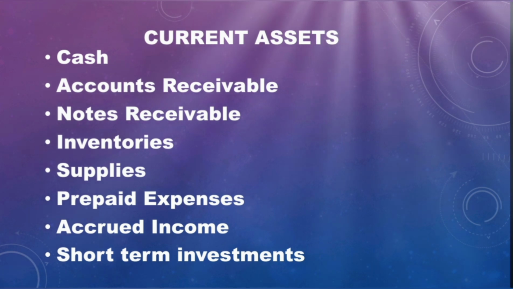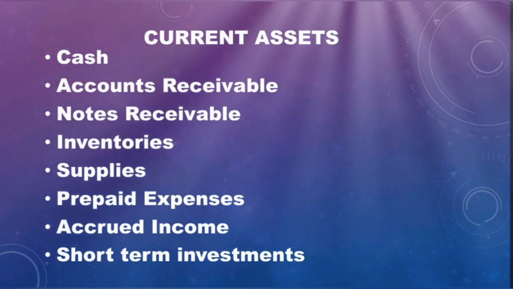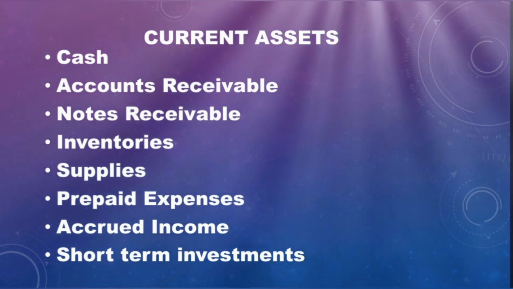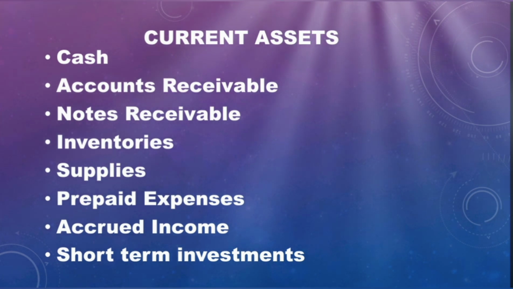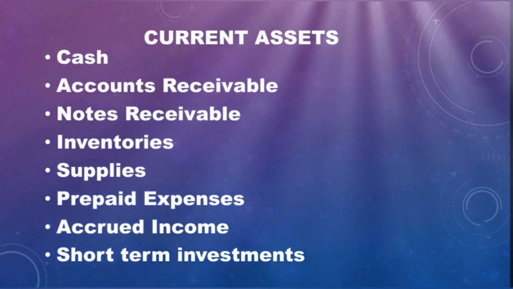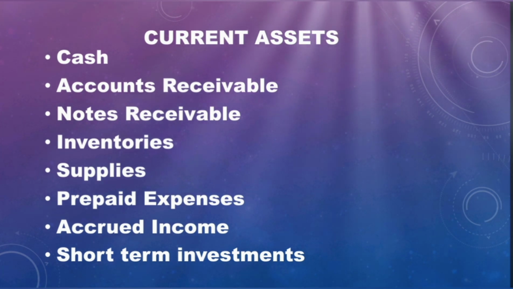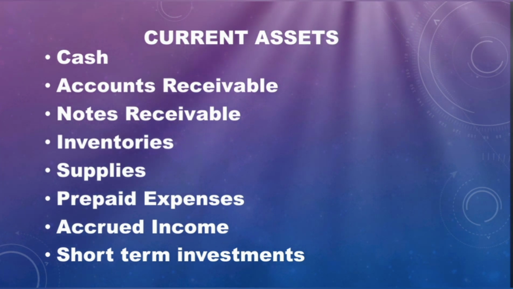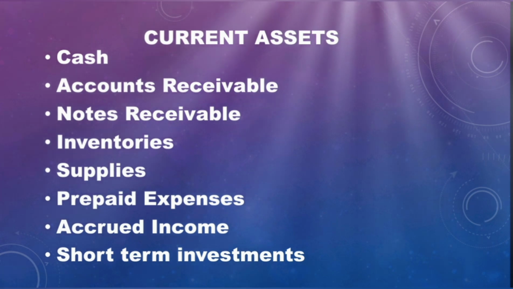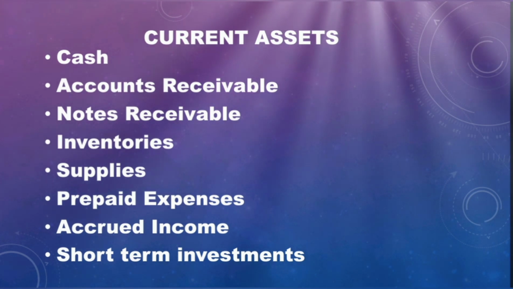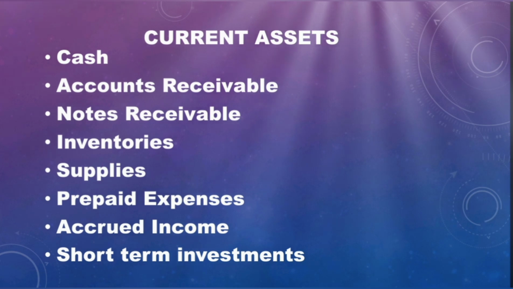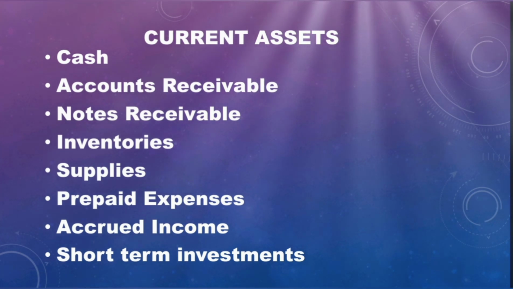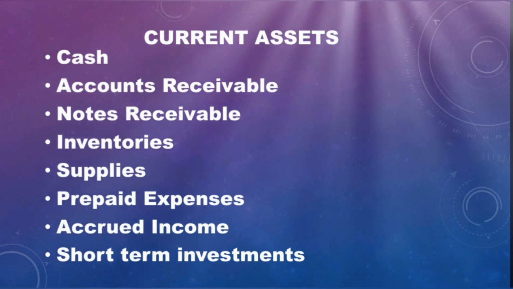So these are the accounts that belong to current assets. We have cash, accounts receivable, notes receivable, inventories, supplies, prepaid expenses, accrued income, and short-term investments. So those accounts belong to current assets. Cash is money on hand or in bank, and other items considered as a medium of exchange in business transactions.